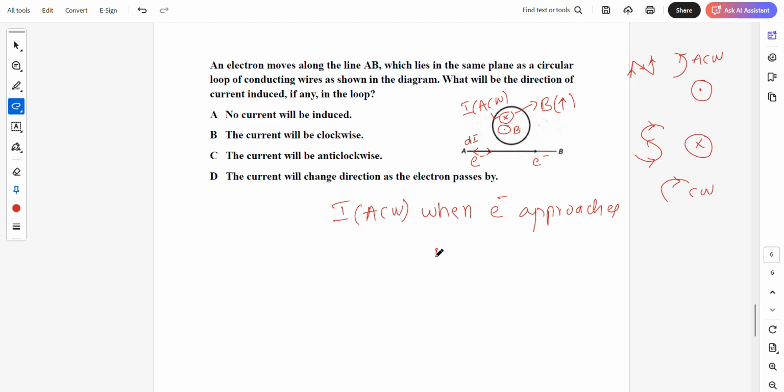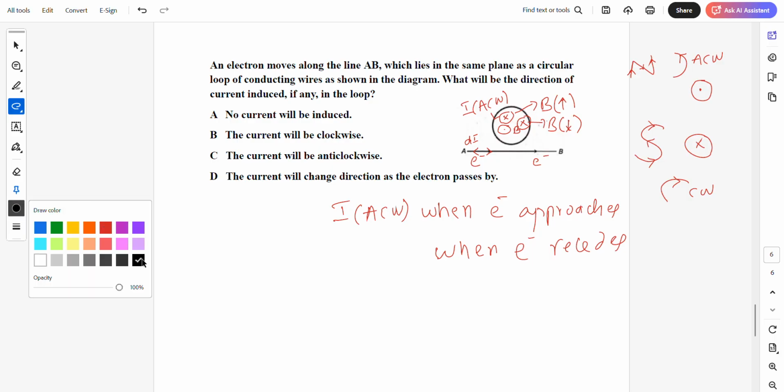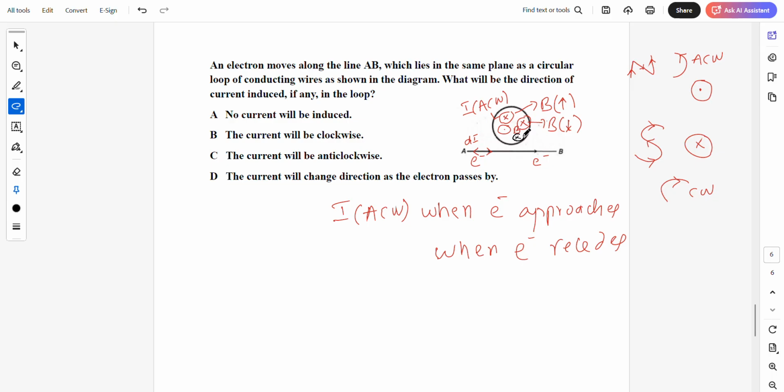Now, when the electron recedes, going away, what happens? The field decreases. Since the field is decreasing, the loop will produce a field in the same sense. It will be cross only. If it is cross, you know it will be in the clockwise direction. The current will be clockwise when the electron recedes.